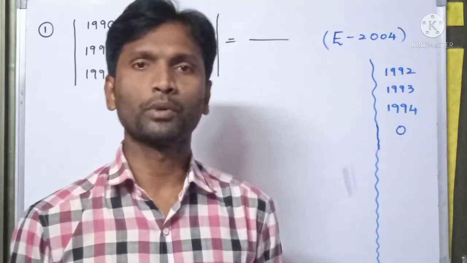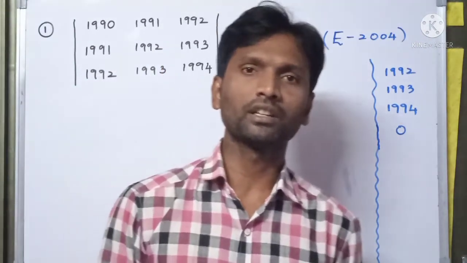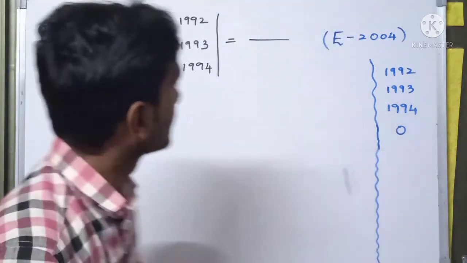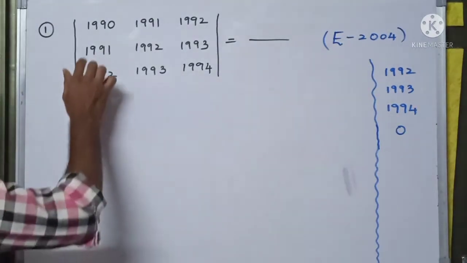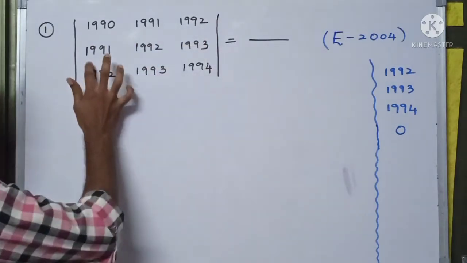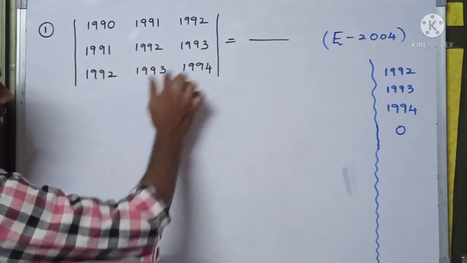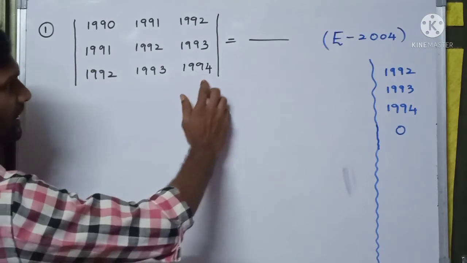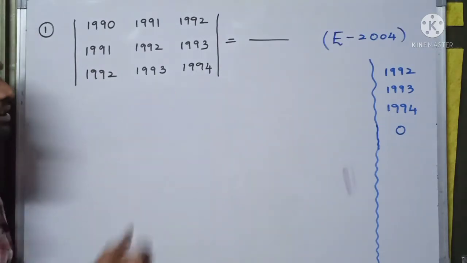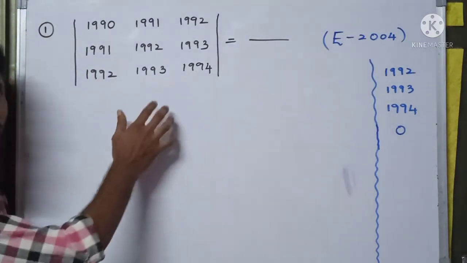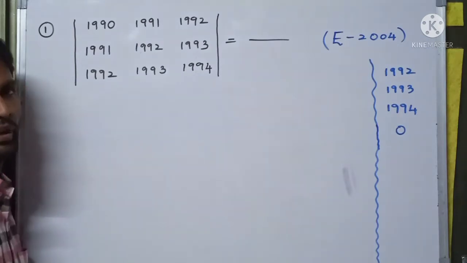Today we are going to see the problems given in previous ESET and MSET exams on the concept of determinant of a matrix. The first question is like this: determinant of 1990, 1991, 1992, 1991, 1992, 1993, 1992, 1993, 1994 is equal to dash. This is the problem which is given in 2004 MSET exam. For finding the value of given determinant, we are applying the column transformations.